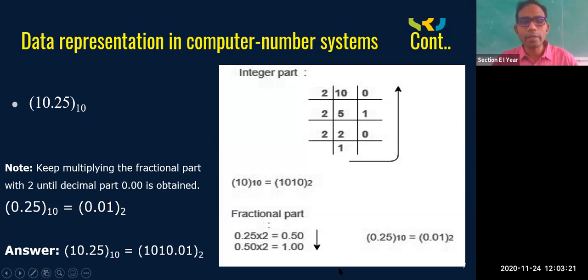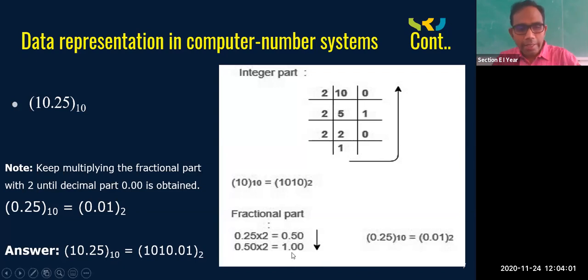Then coming to the fraction part. What you need to do in the fraction part is multiply. What is the fraction part we are having here? 0.25. 0.25 is the fraction part. Take this 0.25 and multiply such that the fraction becomes 0.00. So you are going to multiply 0.25 into 2, 0.50. Why are you multiplying with 2? Because it is a binary conversion. Binary conversion means take 2. Octal conversion means take 8. Hexadecimal conversion, take 16. Multiply with 16.